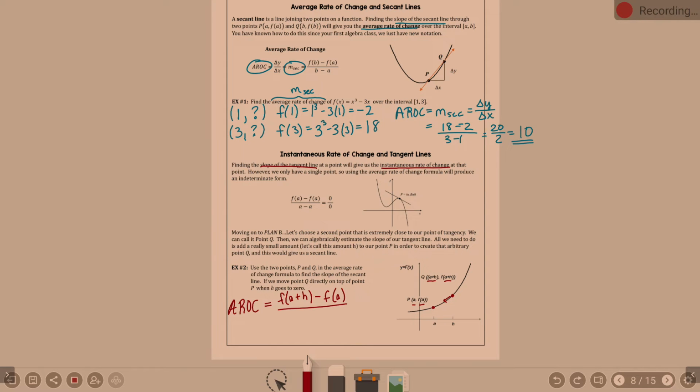If I do that, what does my denominator look like? How do you change? Okay, so we're using the x values. The one x value is a plus h minus the other x value, which is a. What does this clean up to be?